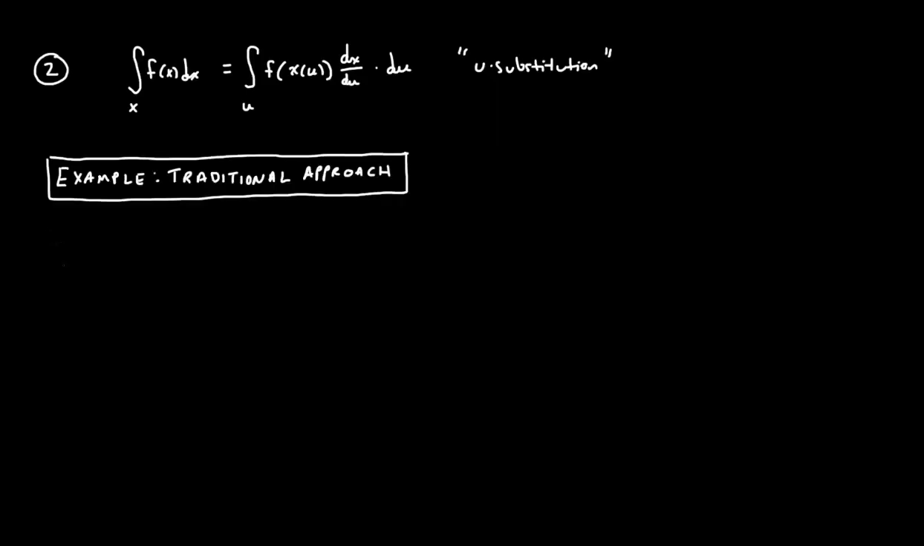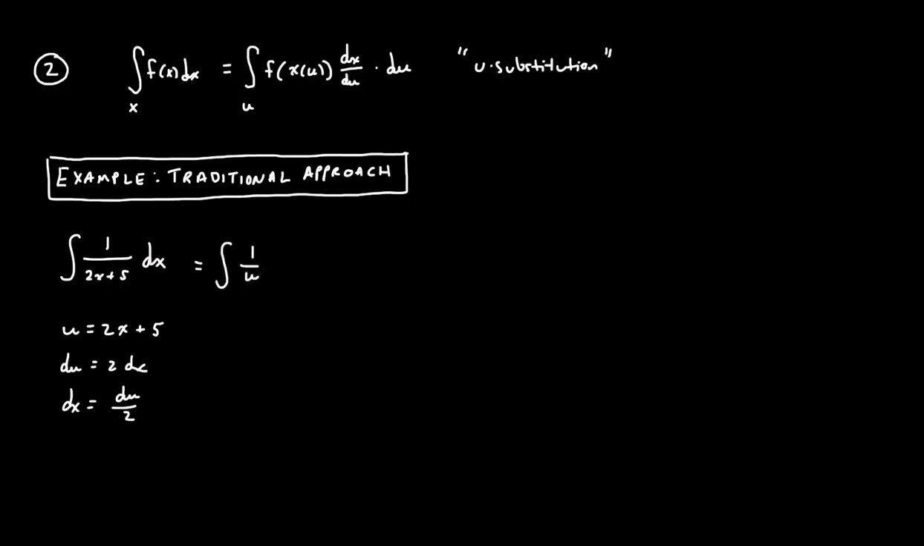Okay, let's do a u substitution problem just to kind of prime us for what's going on here. So 1 over 2x plus 5 dx, we're going to take the integral of that with respect to x. In the traditional u substitution, or at least the way that I taught it, u is equal to 2x plus 5, and then du is 2 dx, and then dx is du over 2. So when we make this transformation here, we have 1 over u, and then dx becomes du over 2, and this is a review for you.